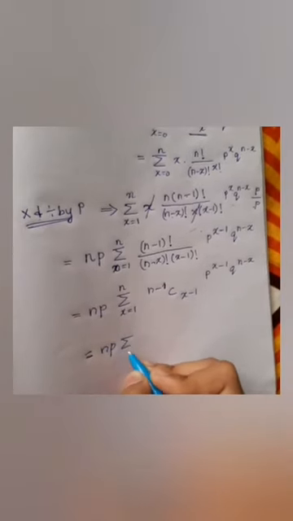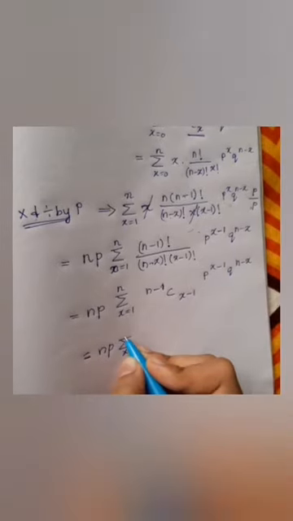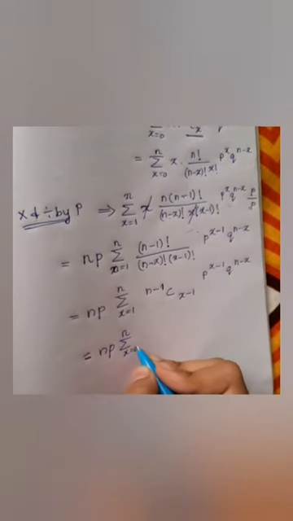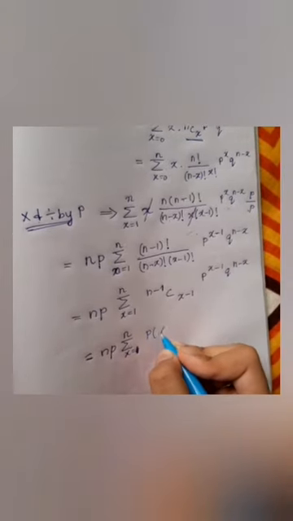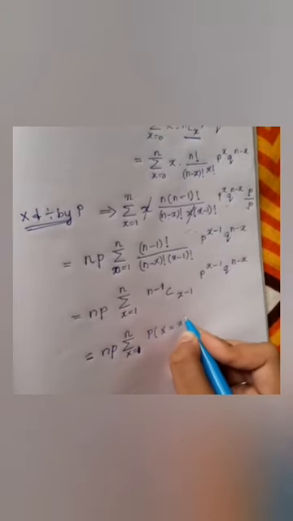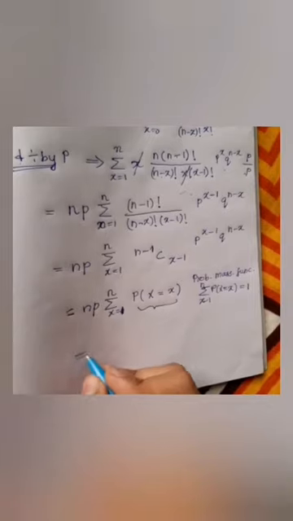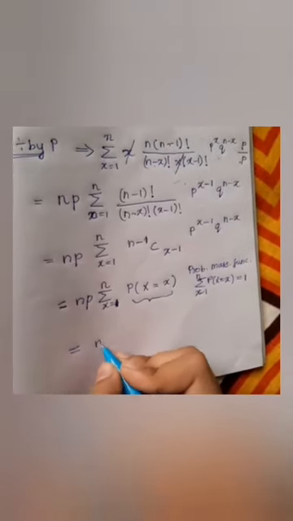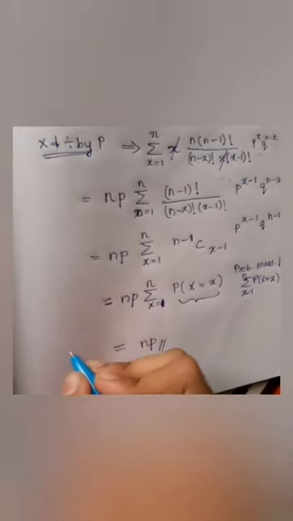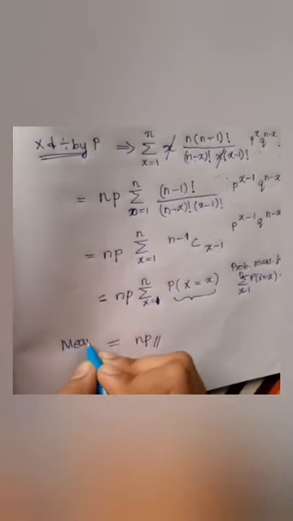np summation x is equal to 1 to n p of x, which is the probability mass function, is equal to 1, so that we get only np. Mean is equal to np. Hence proved.